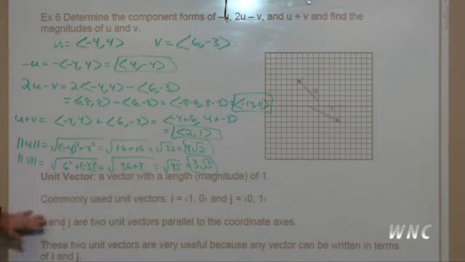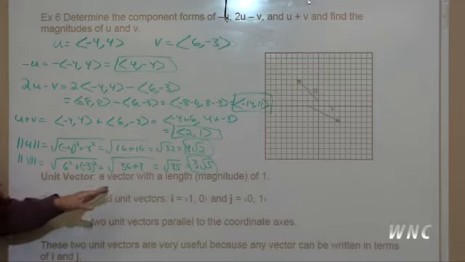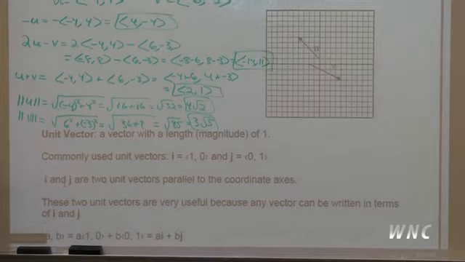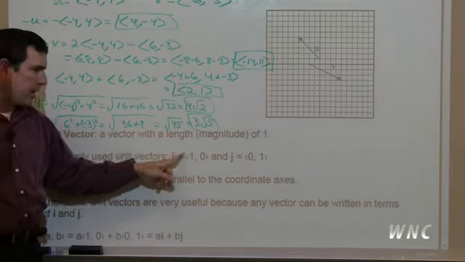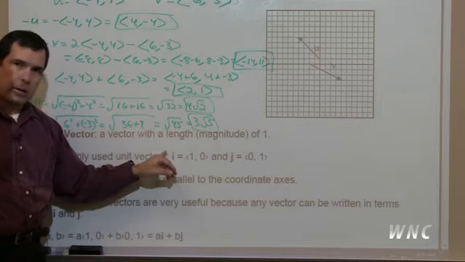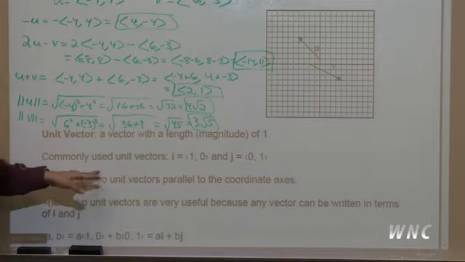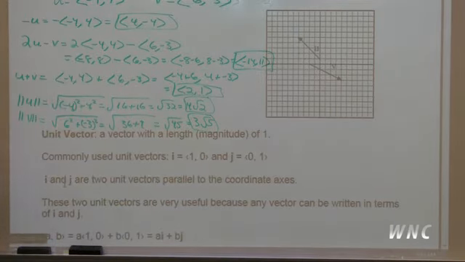A couple of concepts before I scroll the page. The unit vector is a vector with a length or magnitude of just 1. There are two commonly used unit vectors. I, this is not the imaginary number i, this is in vectors. I equals 1, 0, and j is 0, 1. So i is a unit vector in the horizontal direction. J is a unit vector in the vertical direction. I and j are two unit vectors parallel to the coordinate axes, so parallel to the x-axis and parallel to the y-axis. These two unit vectors are very useful because any vector can be written in terms of i and j.